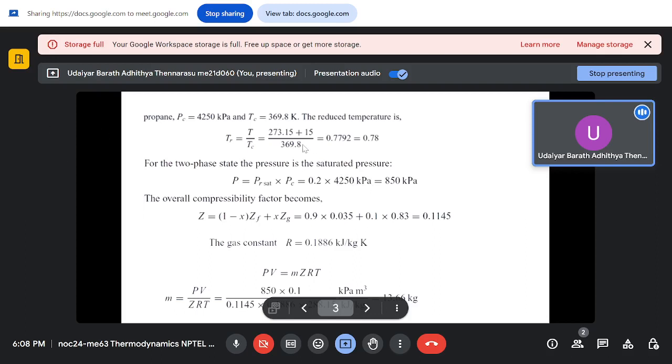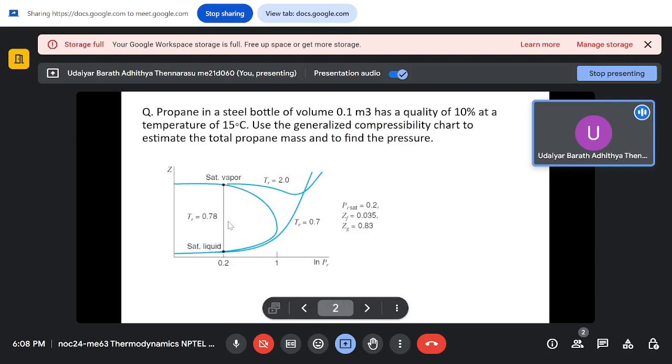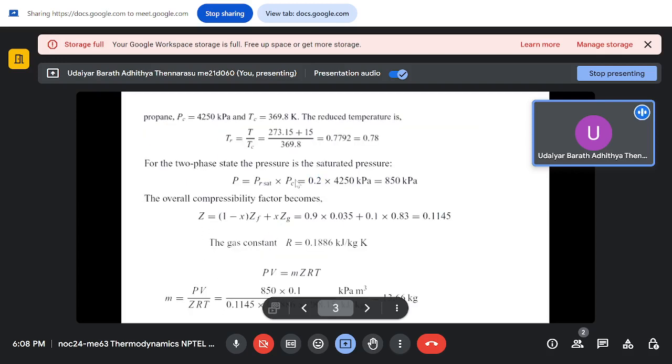So this we got from the previous chart, corresponding to TR 0.78. So the PR value is 0.2. Hence we use P_R sat as 0.2 times P_C, so we'll get 850 kilopascal. Now we know the reduced pressure, and using it we have found out the pressure in the cylinder.